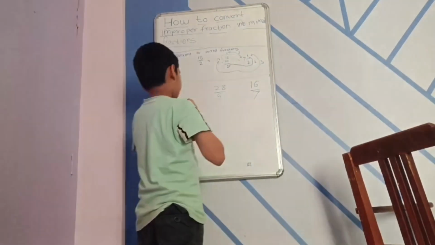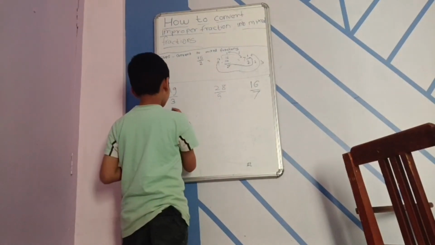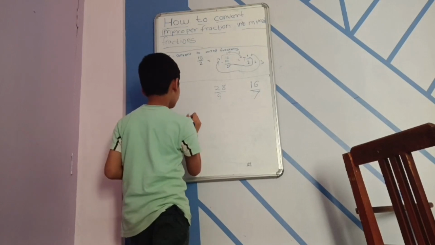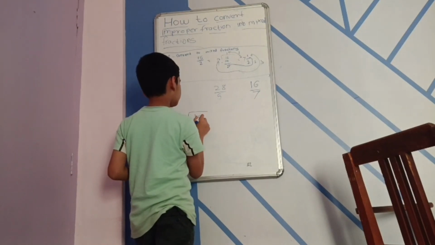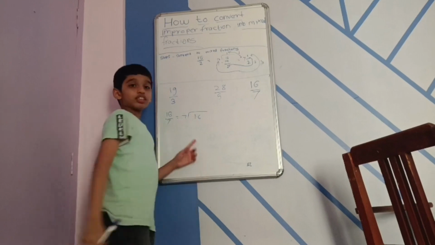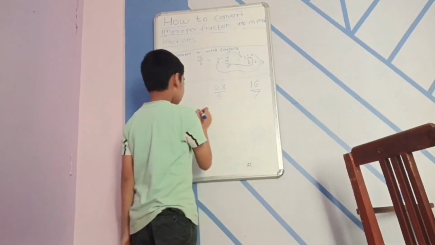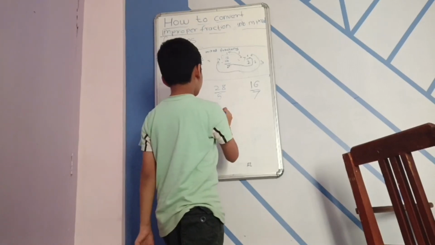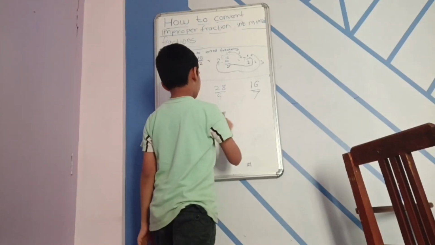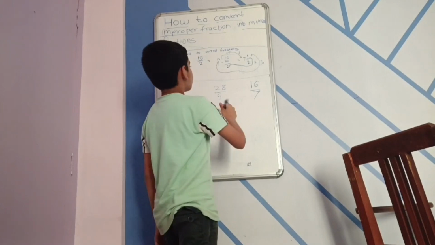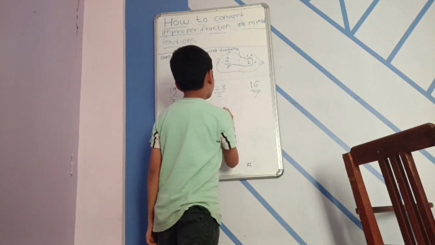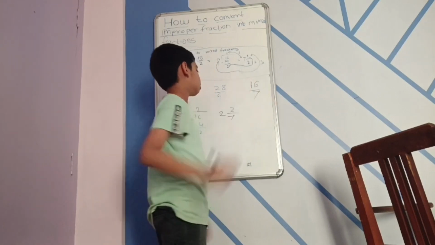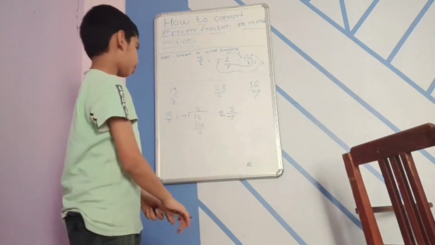Now let's take the last example, and this is our last one. 16 upon 7 is equal to 16 divided by 7. 16 is not in the table of 7, so 7 twos are 14, and the remainder is 2. So the quotient is 2, the divisor is 7 and the remainder is 2. 2 whole 2 upon 7 is our answer.